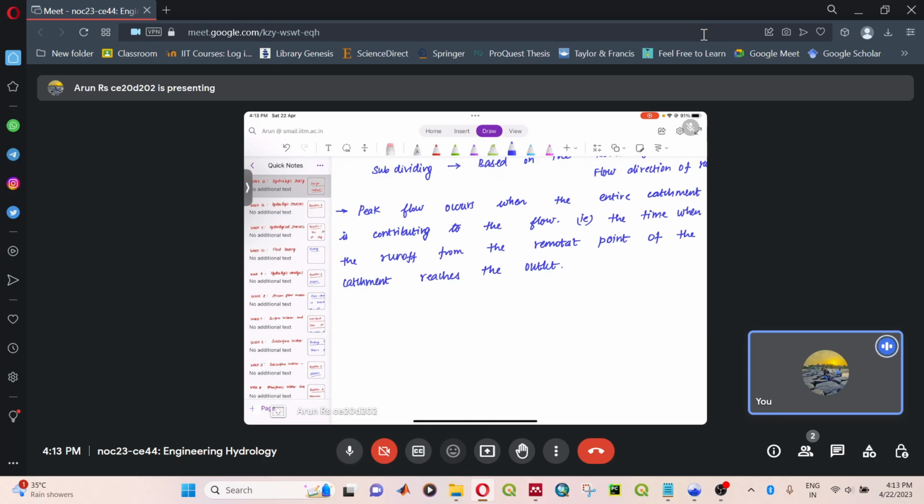The fourth assumption in the rational method is we are assuming that the rainfall intensity is uniform over the entire catchment, but in reality, the rainfall has spatial and temporal variability. But here in this method, it is assumed that the rainfall intensity is uniform throughout the catchment.